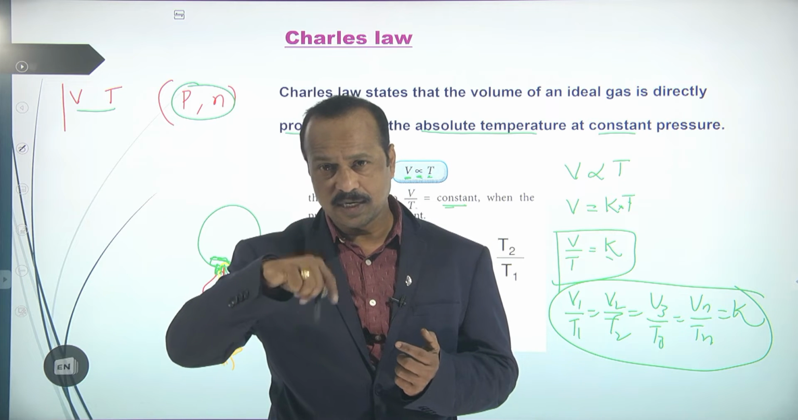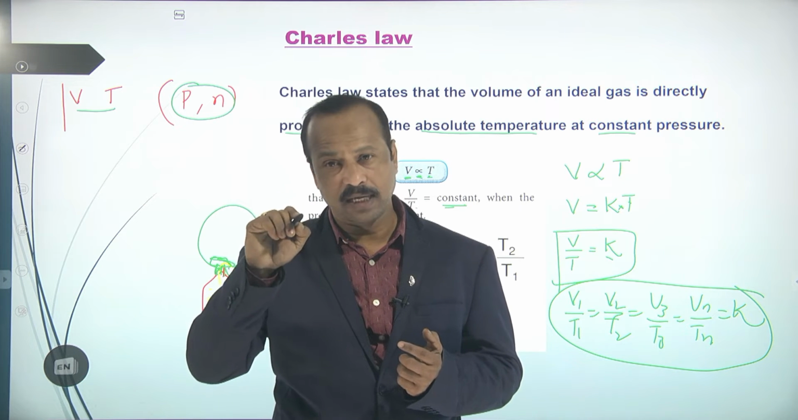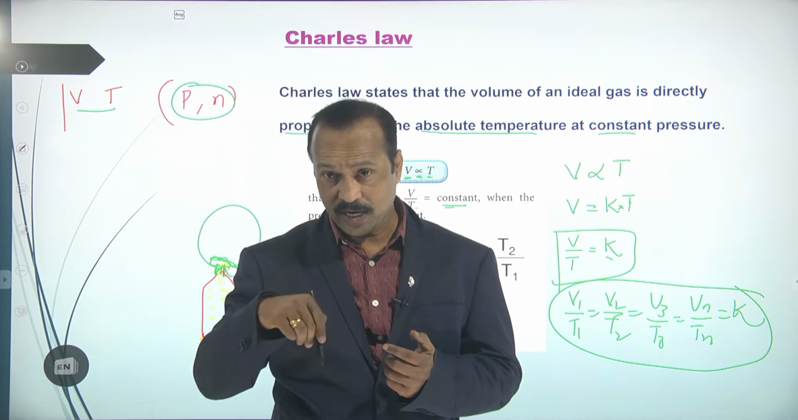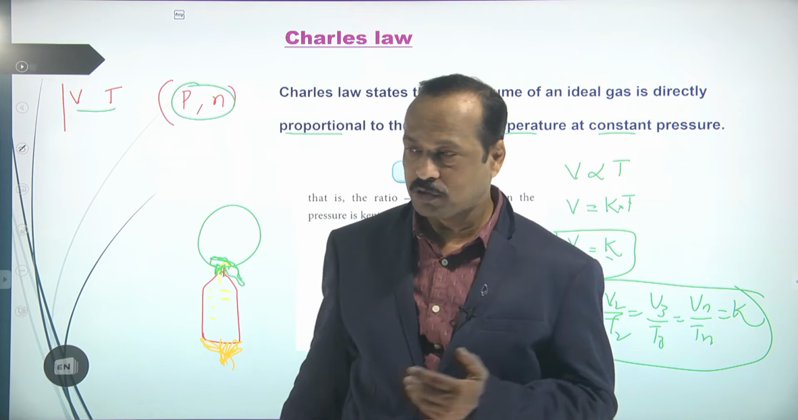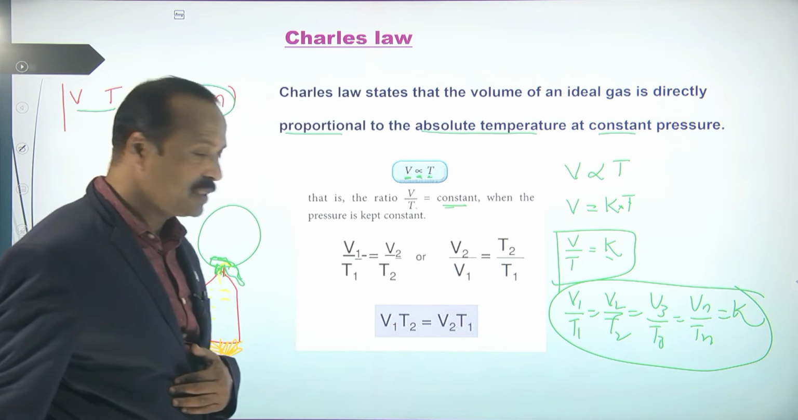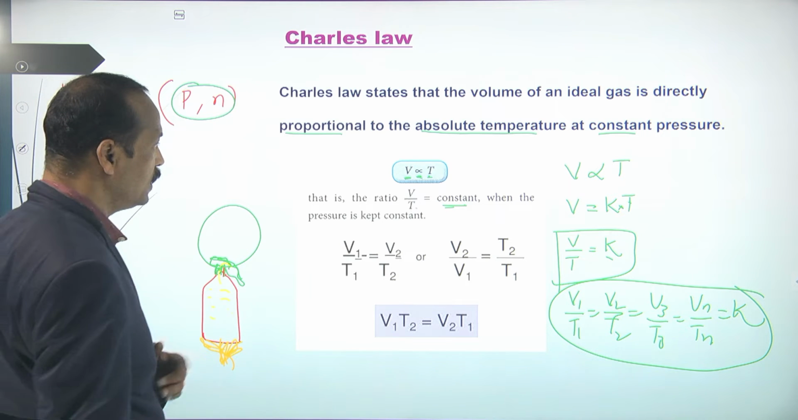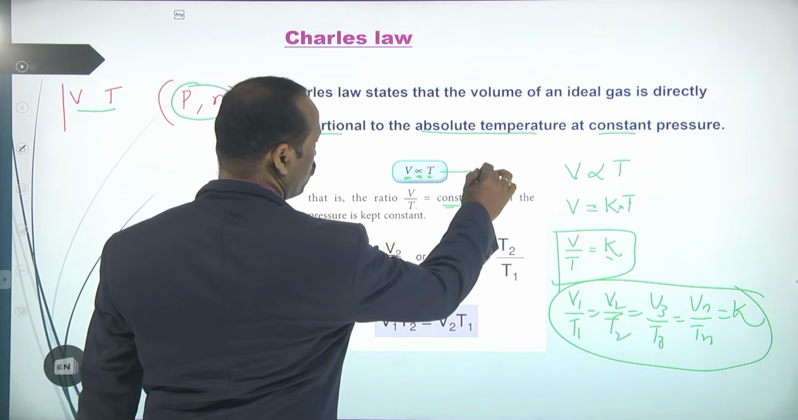If you bring T this side, then we can get V by T is equal to constant. This we can write V1 by T1 is equal to V2 by T2 and so on. So this is known as Charles' law. Is this clear to you? Take the screenshot, and now you have to remember this one.